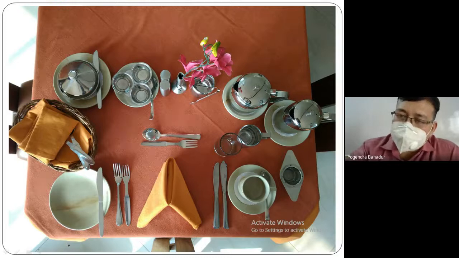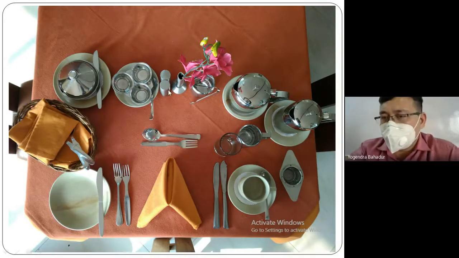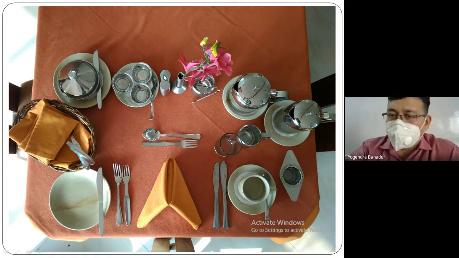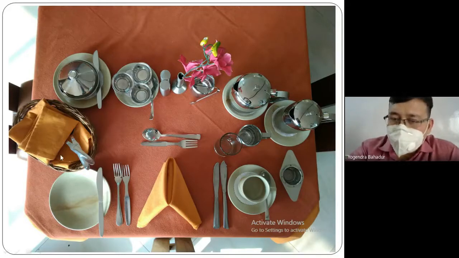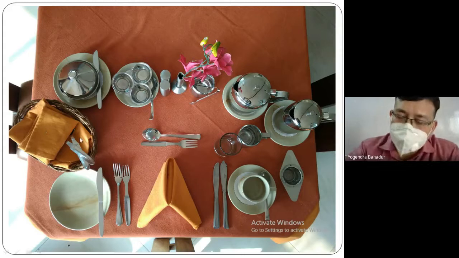On the left hand side of the bud vase, you find the cruet set. Cruet sets you know very well: one set would have salt, another would have pepper. Now, coming directly to the left hand side, we provide the bread basket. Along with the bread basket, there is a waiter's cloth and there are service gears.